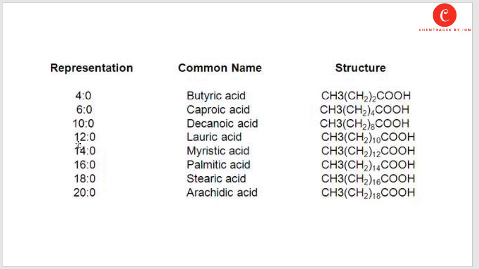Lauric acid is a 12-carbon fatty acid. Myristic acid is a 14-carbon fatty acid, CH3(CH2)12COOH. Palmitic acid, as we discussed earlier, is a 16 carbon fatty acid. Stearic acid is an 18 carbon fatty acid, CH3(CH2)16COOH. Arachidic acid is another example of common fatty acids, and consists of 20 carbons with no double bond. Its formula is CH3(CH2)18COOH. 18 means there are basically a total of 18 carbons here, plus the carboxyl carbon and the 20th carbon.